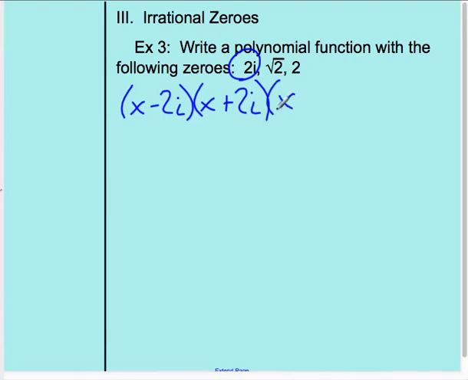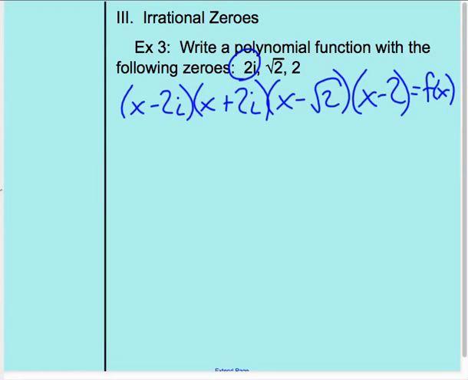And then I have x minus the square root of 2 once I put that in the asylum, and x minus 2. We'll call this one f of x. I remembered not to set it equal to 0 this time. All right, so I'm going to distribute these two at a time. I'm going to FOIL my first two, because then my complex numbers will go away.